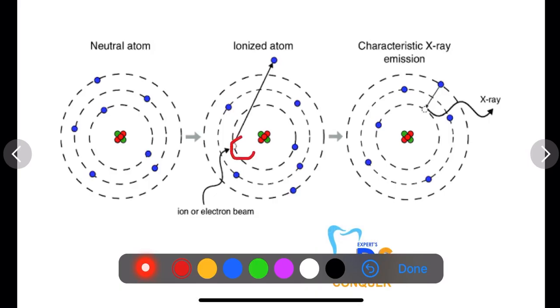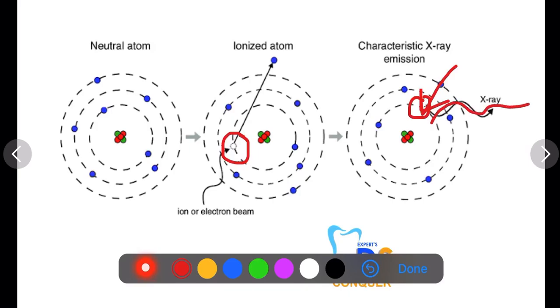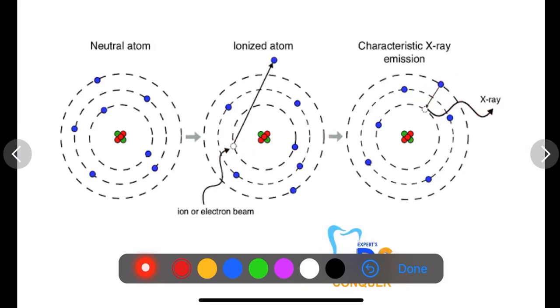So this electron hits the innermost electron of the tungsten target. There is a void here that will be filled by the outermost electron. Whenever the outermost electron jumps into the innermost orbital, it produces an X-ray. That is nothing but the characteristic radiation.